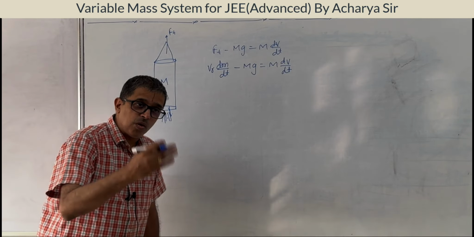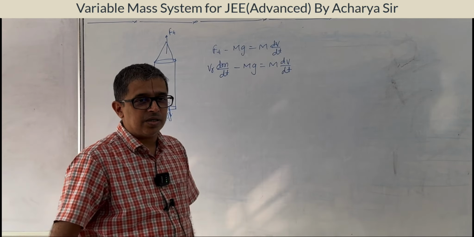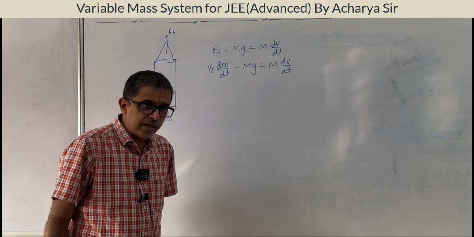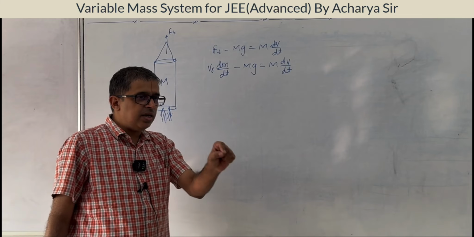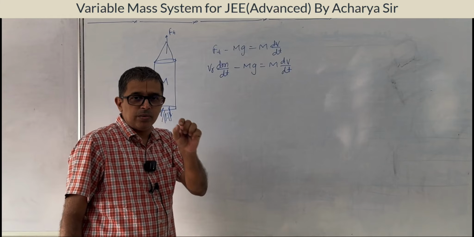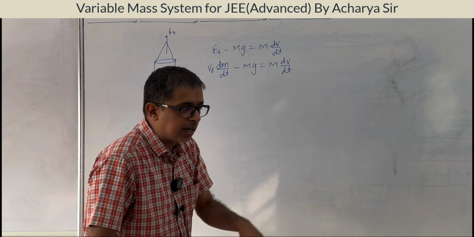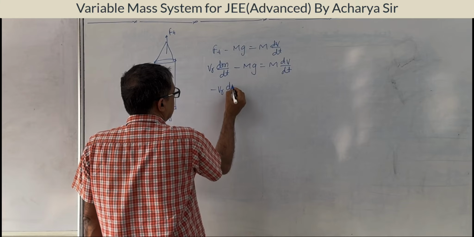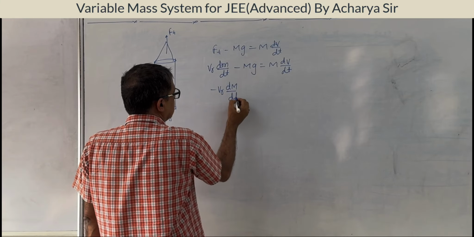Thrust force you have already taken the direction. We have V_R dm/dt. It's here that 99% of the books, without giving proper clarity, will put a negative sign and they say because the mass is decreasing.